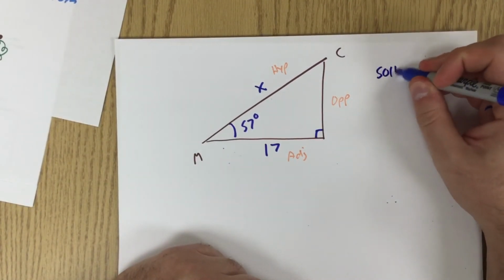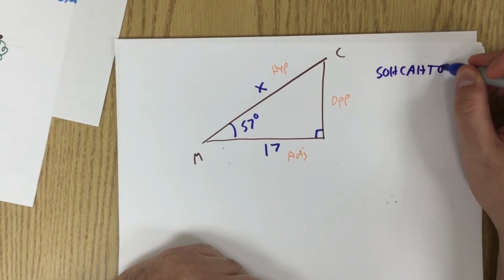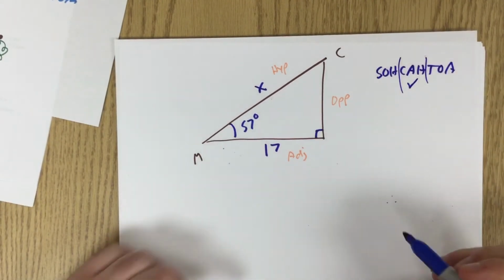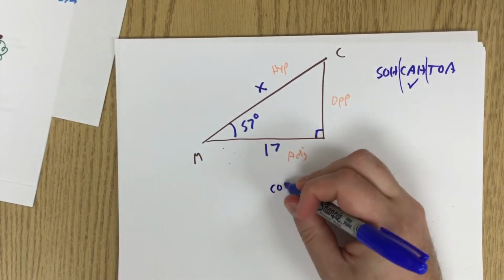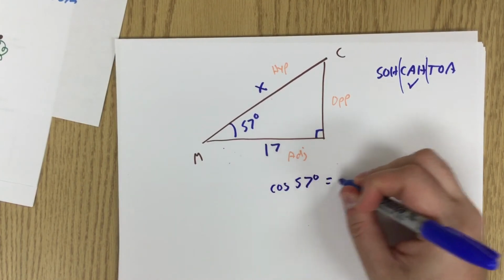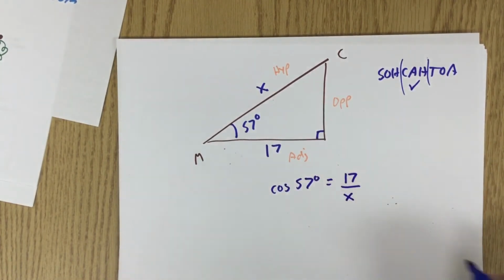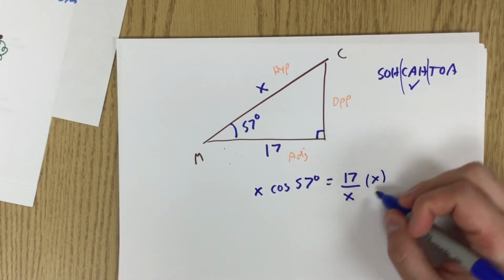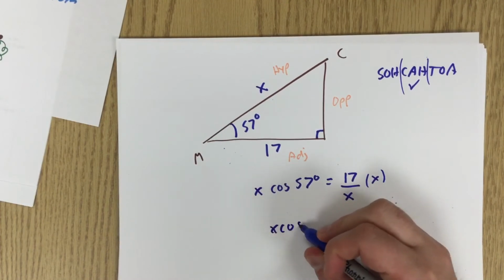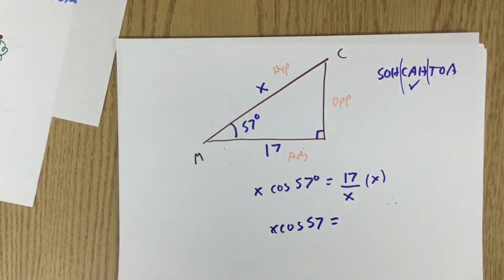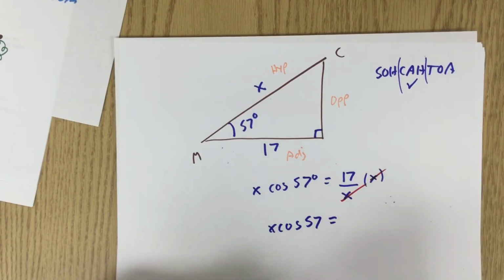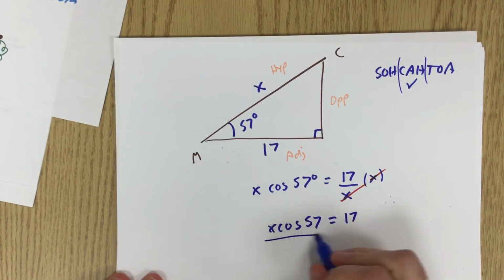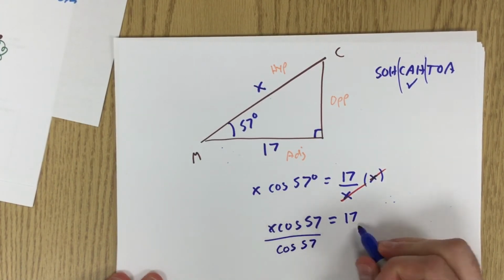Let's SOHCAHTOA this thing. We want adjacent and hypotenuse. That's going to be this one over here. That's going to be cosine. Cosine of 57 degrees is 17 over x. We have an x on the bottom, so we have to multiply both sides by x. X cos 57 equals 17. We're going to divide both sides by cos 57.